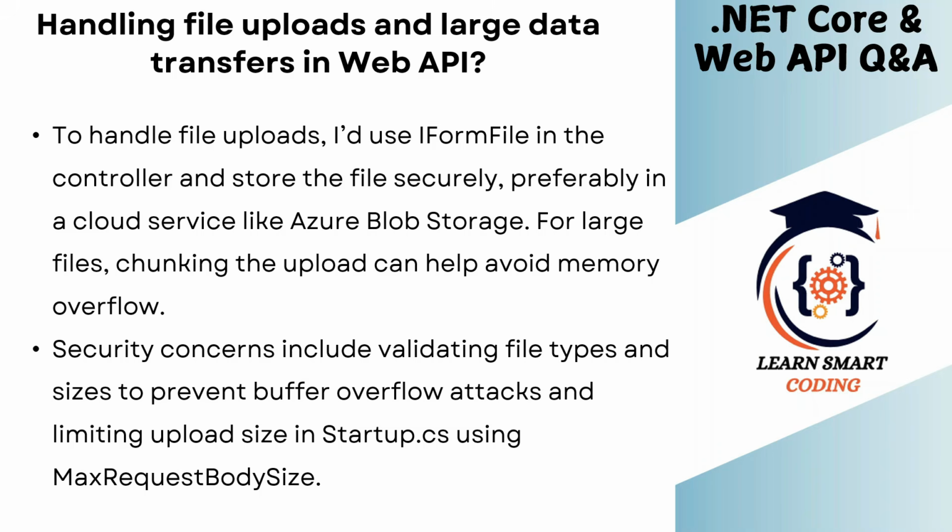Now, in terms of security, you need to validate the file type. If PDF is allowed, you allow only PDF, and if the PDF size can be only within 5 MB, allow only that. Those kinds of configurations will help us avoid unnecessary buffer overflow attacks, and they can be done in the Startup.cs by using the max request body size. Okay, so those are the tips.